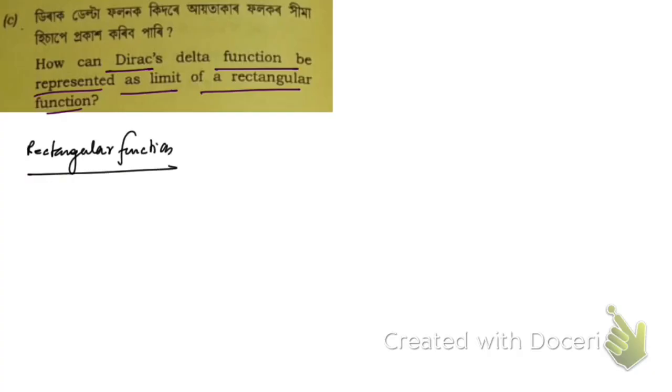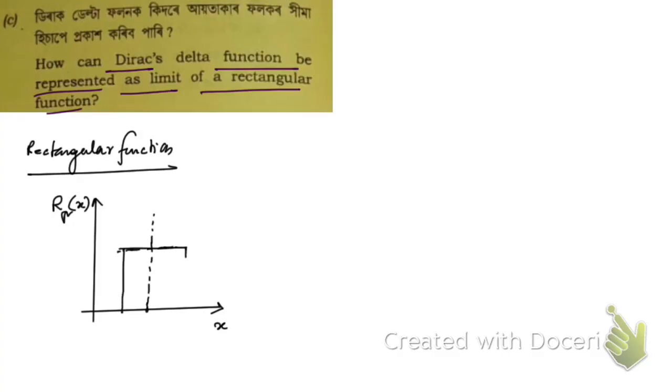So let me first represent it by graph. First let's represent it by graph. So here it is r sigma, which is a function of x. This is x, and now you see, suppose let us consider a rectangle like this. Now you see, this point is suppose x comma a.